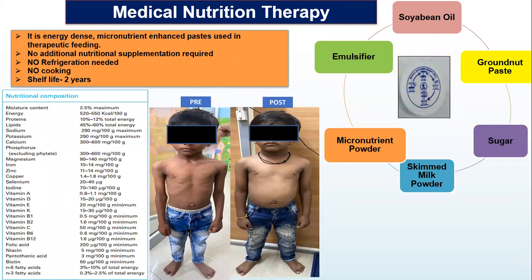You can see in the pictorial presentation that before giving MNT, the child was very thin and malnourished, but after 8 weeks of therapy, you can see good weight gain, and the child is looking good also. Next.